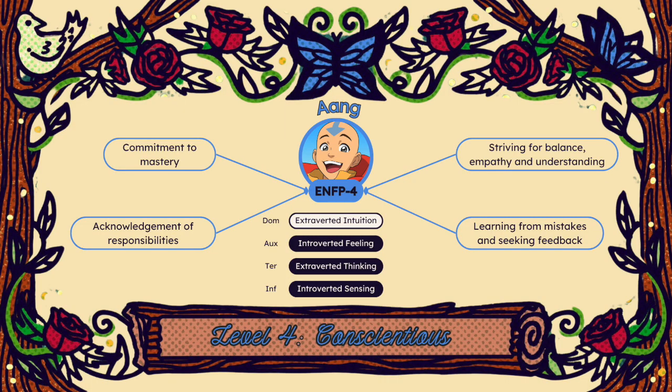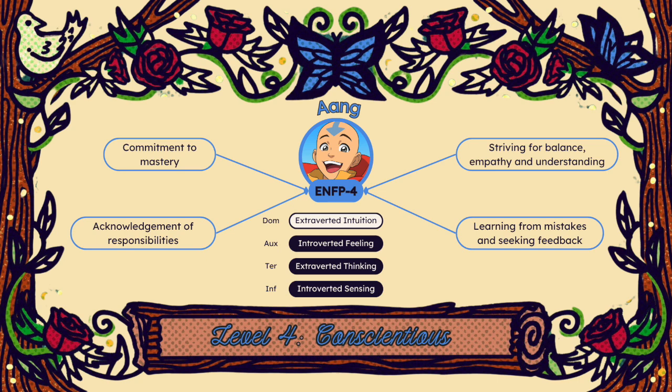Now, to illustrate level 4, we turn to the character of Aang from Avatar, The Last Airbender, one of my faves. Aang is an ENFP like me, who showcases traits aligned with the conscientious mindset. Aang, born an air nomad, emerges from a century-long slumber to a world consumed by war, facing the responsibility of mastering all four bending elements to end the Hundred-Year War. Despite the loss of his people and heavy burdens, Aang maintains an ENFP's carefree exterior while embodying level 4 traits of ego development.